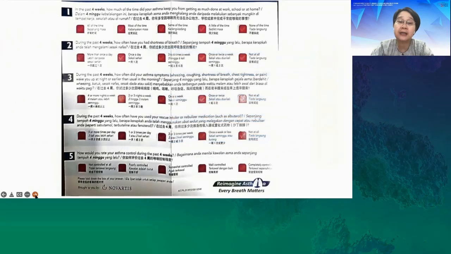So this picture just highlights that the ACT has been validated in various languages. You can see that this is actually English, in the past 4 weeks, or you can choose Malay, dalam 4 minggu kebelakangan, or you can actually choose Chinese. Right? So this is what we give the patient. As I mentioned before, it's self-administered. So they are supposed to decide in each of the 5 questions which one of the options best suits them in terms of their control in the last 4 months preceding the time that they actually presented to the clinic.